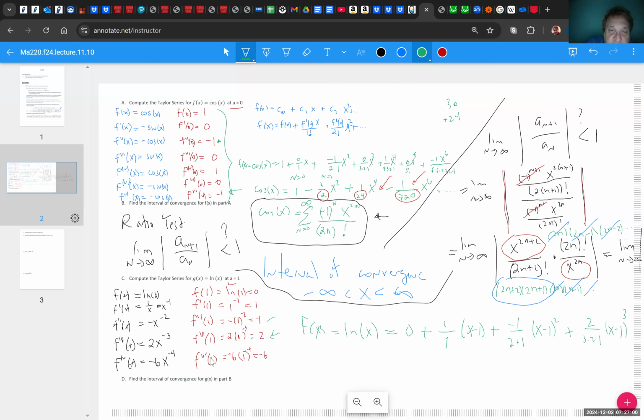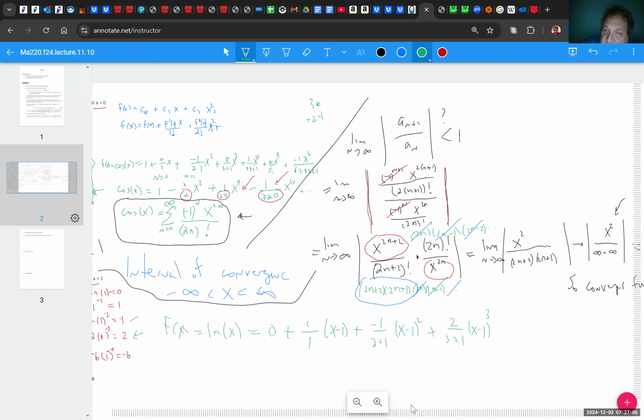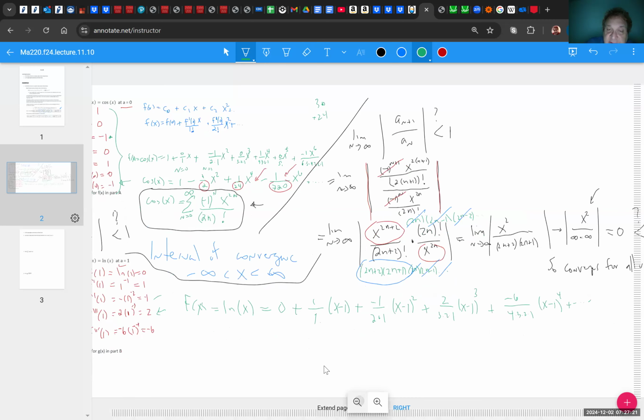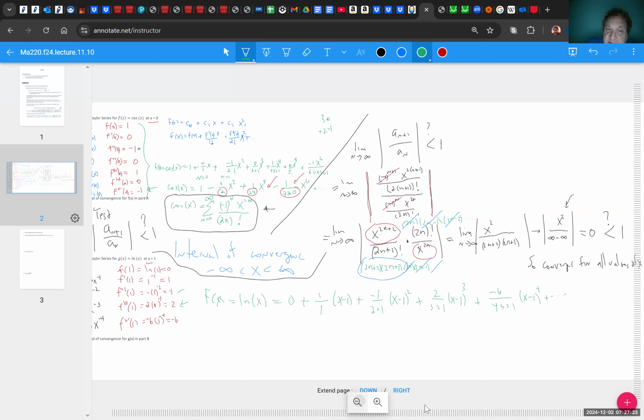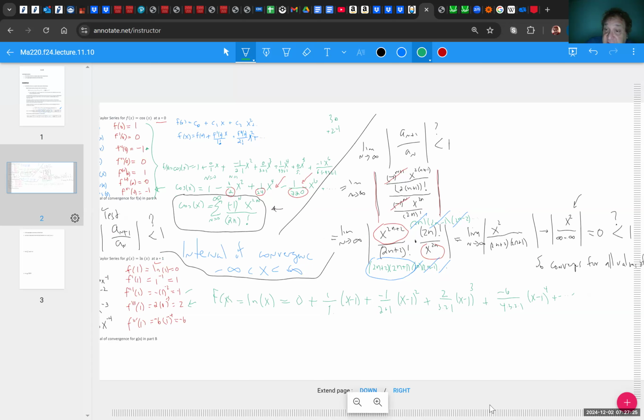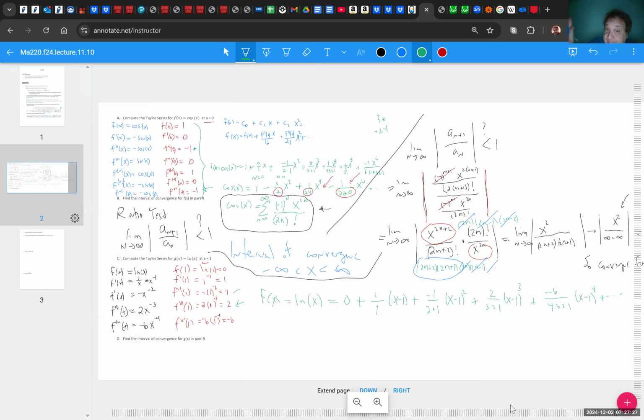And we'll do one more. The fourth one is negative 6. So the next term here would be negative 6 over 4 times 3 times 2 times 1. And then we get the fourth degree, which is x minus 1 to the fourth. And we can keep doing this forever and ever. So that's what the Taylor polynomial, the Taylor series, looks like for our natural log x function centered at 1. Let's clean this up a little bit.